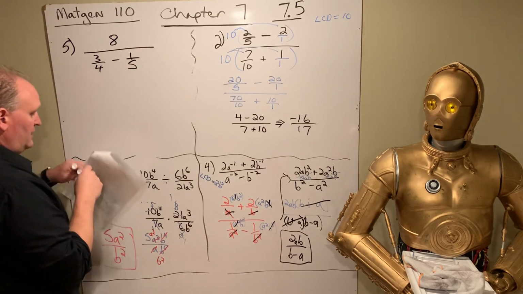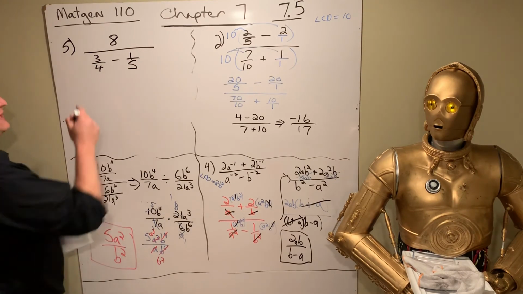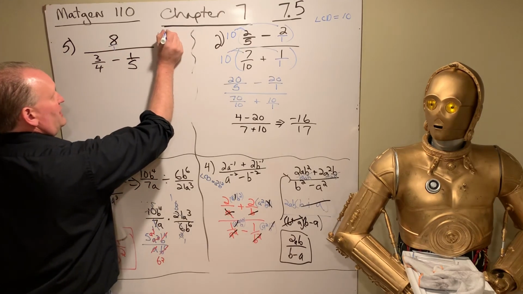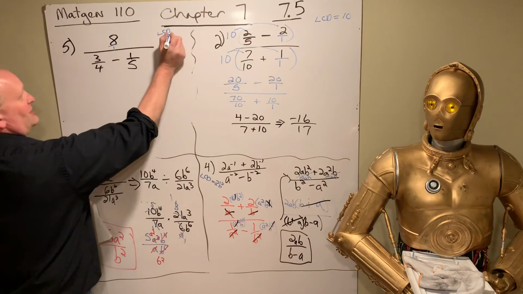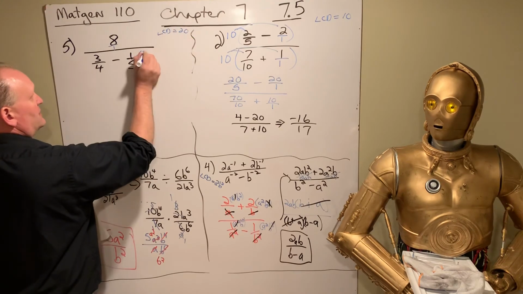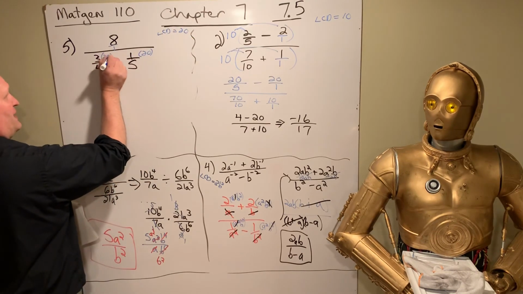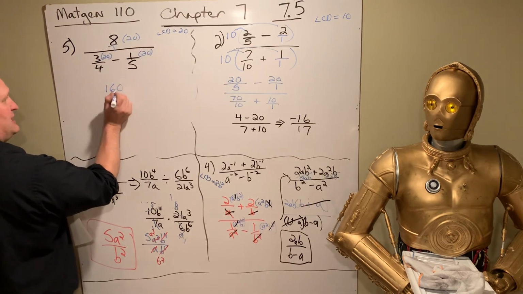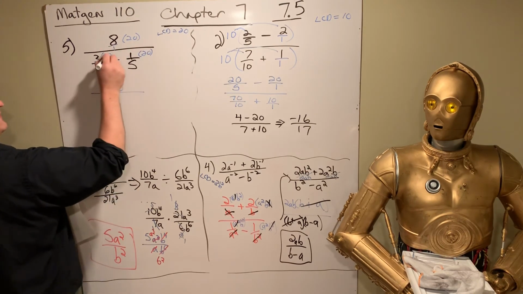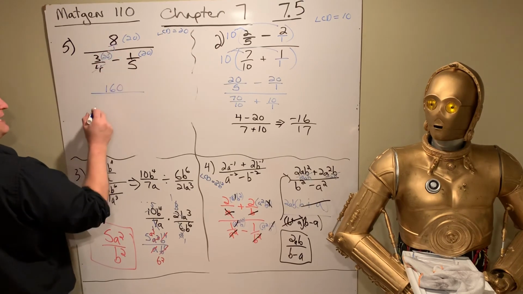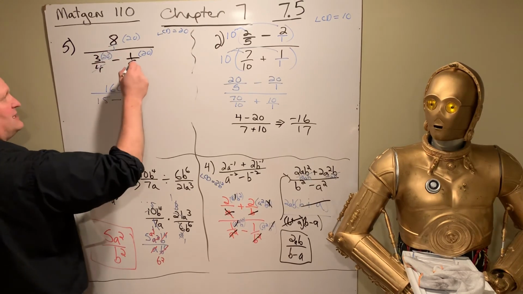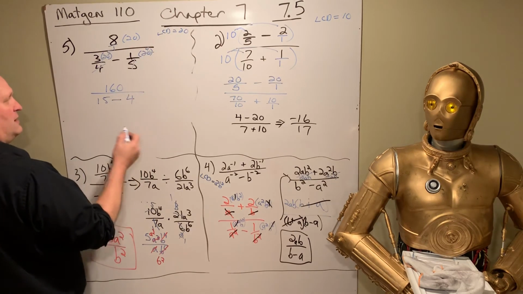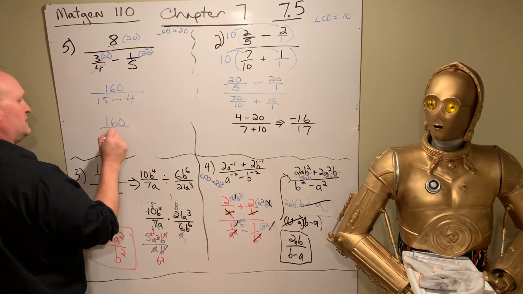All right, so now this one is actually going to be easy. You find the LCD here, that's over 1. The LCD between 4 and 5 and 1 is 20. So we just multiply that by 20, multiply that by 20, multiply that by 20. On the top, we get 160. On the bottom, the 4 cancels into the 20 5 times. You get 15 minus 5 cancels into the 20 4 times. You get 4. And it's just 160 over 11.